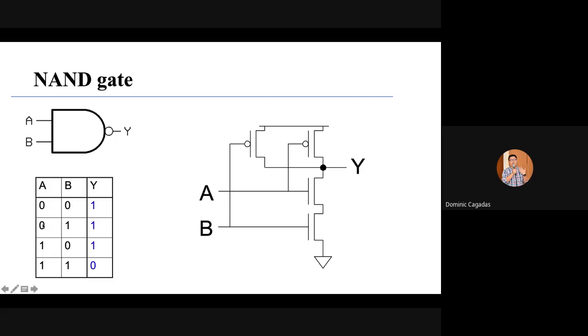Next, if our A is 0, this PMOS here is on, and our NMOS is off. If our B is 1, high, then our PMOS here is off and our NMOS here is on. Even though this PMOS here is off, we have one here, our PMOS, on when our A is low. So therefore, our Y is still high.